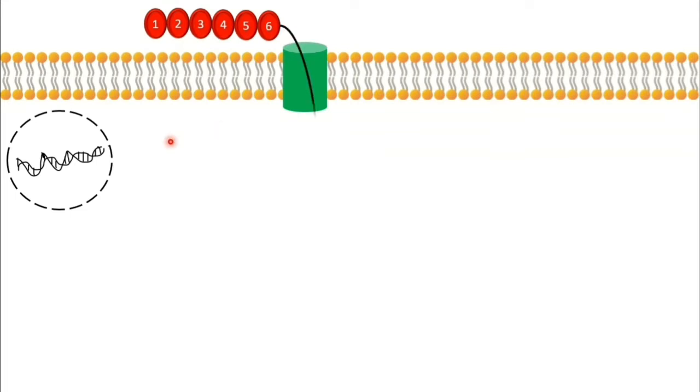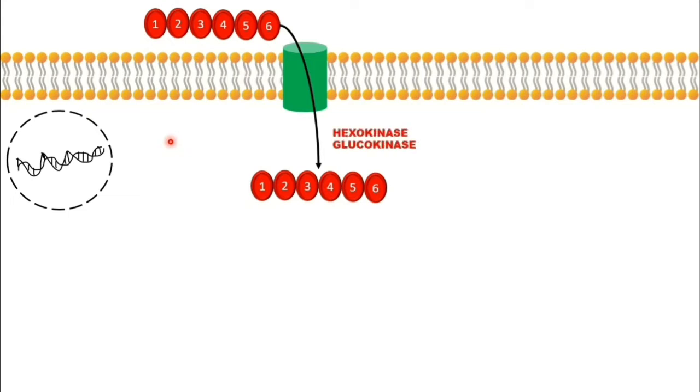When these molecules of glucose get in the cell, they have to be immediately phosphorylated. The phosphorylation is done by two types of enzymes according to the type of tissue. This enzyme can be hexokinase or glucokinase. Hexokinase is mainly concentrated in muscles, but glucokinase is specific for liver. Okay, so how do hexokinase and glucokinase phosphorylate the molecules of glucose?